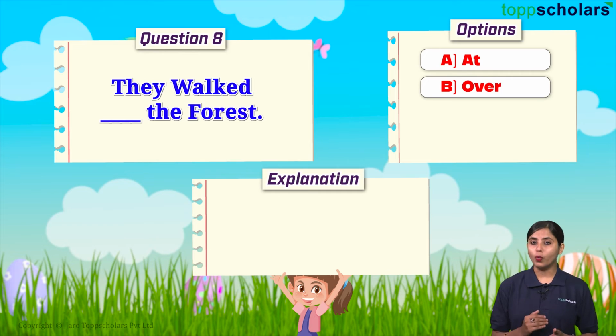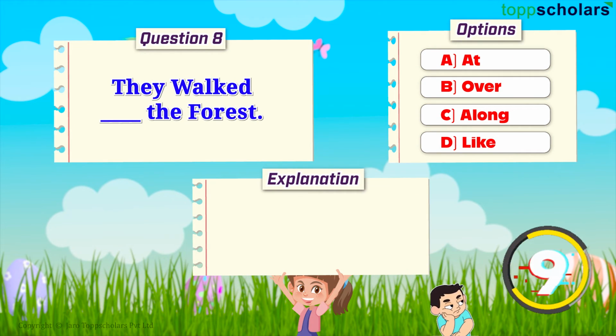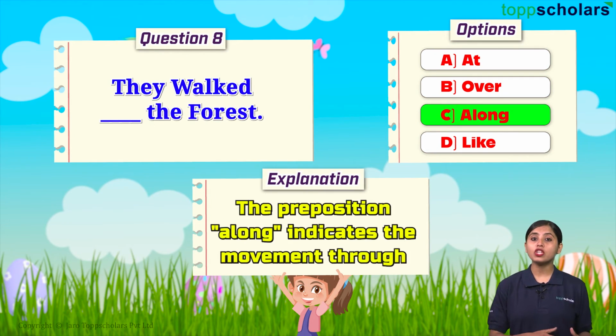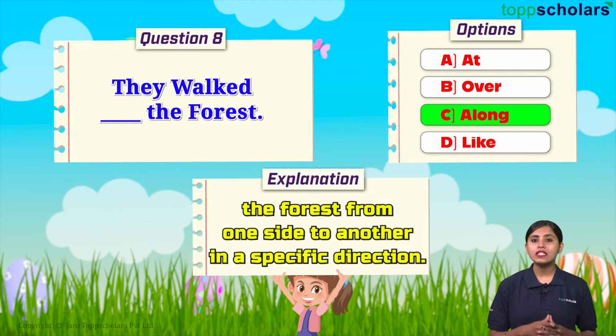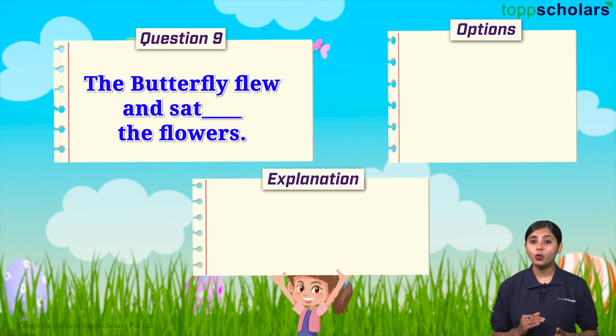At, over, along, like. Answer: along. The preposition along indicates the movement through the forest from one side to another in a specific direction. Ninth, the butterfly flew and sat dash the flowers.